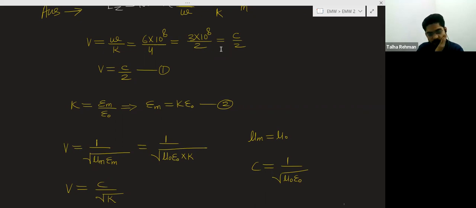Okay. So here we will discuss the energy density. Energy density means the amount of energy contained in a unit volume. In a unit volume, how much is the energy? Energy per unit volume is the energy density.